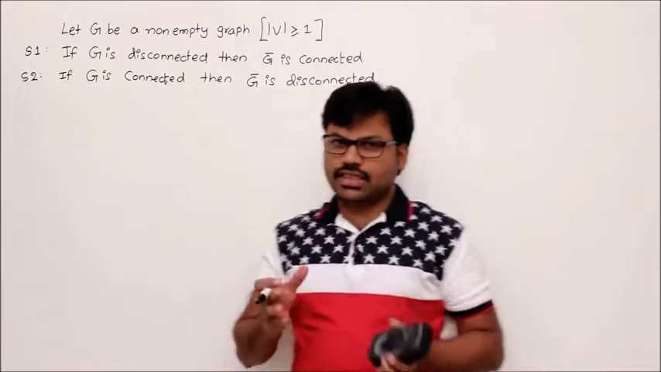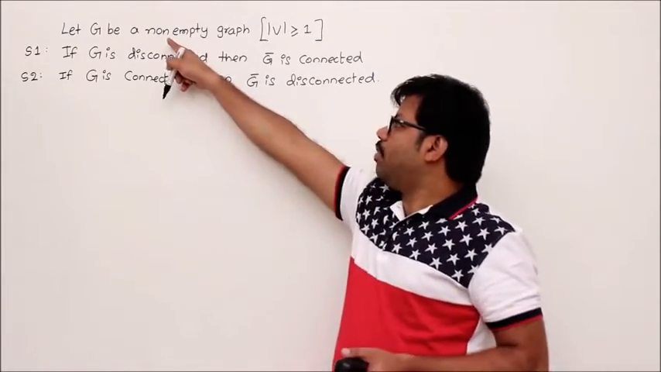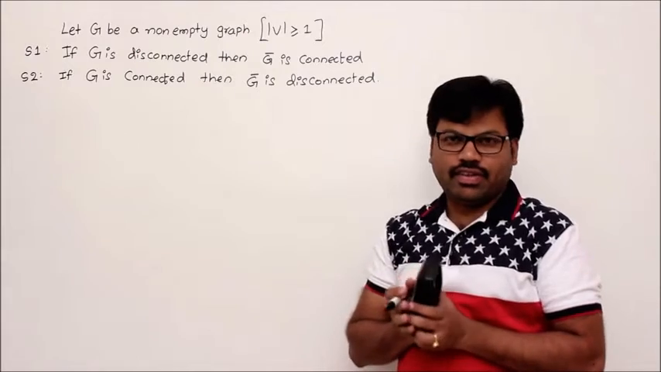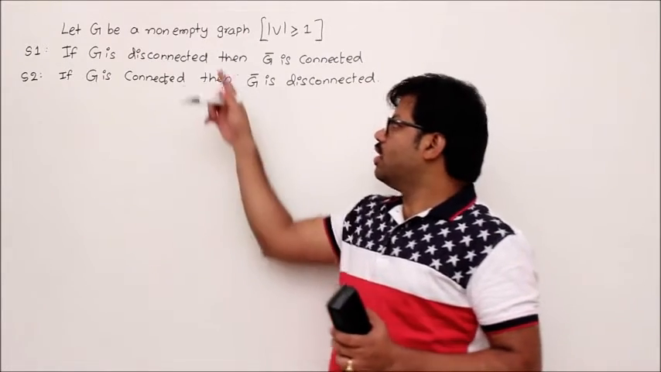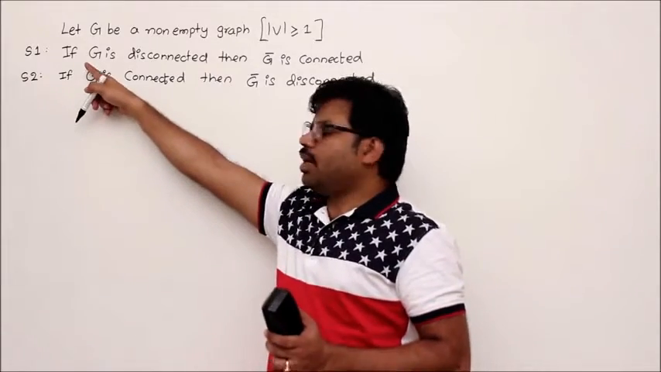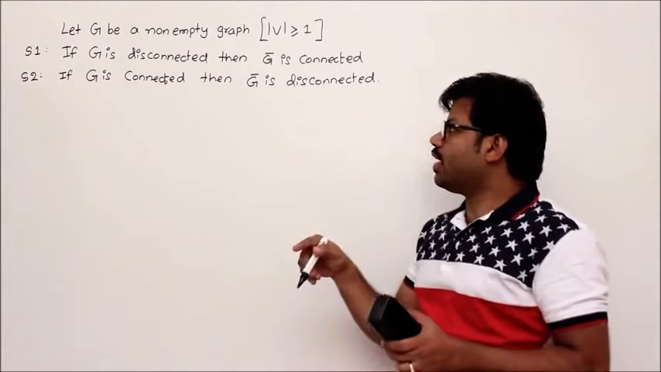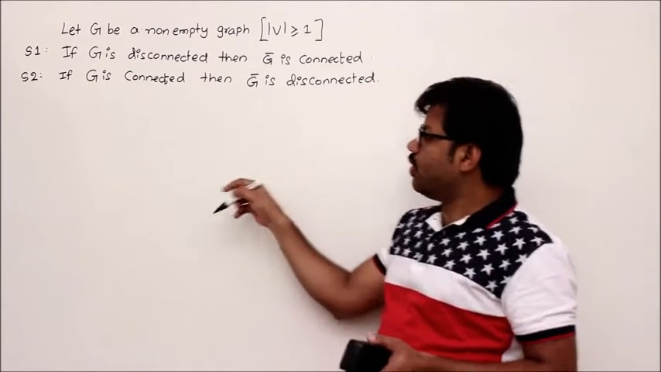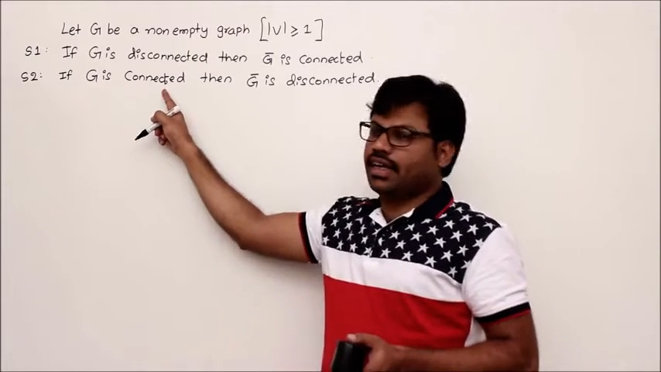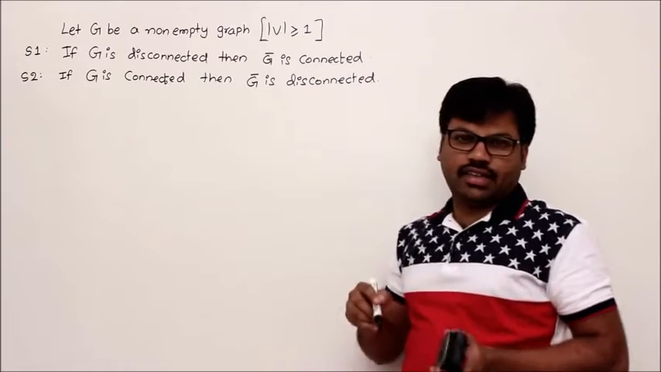Okay. Let's discuss one problem. Let capital G be a non-empty graph, that means the number of vertices is more than or equal to 1. In such conditions, statement number 1 is: if G is disconnected, then G bar is connected. True or false, we have to identify. Second one: if G is already connected, then G bar is disconnected.